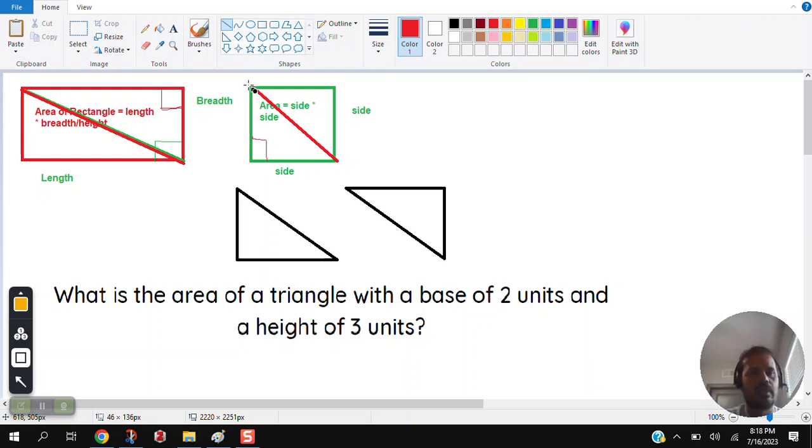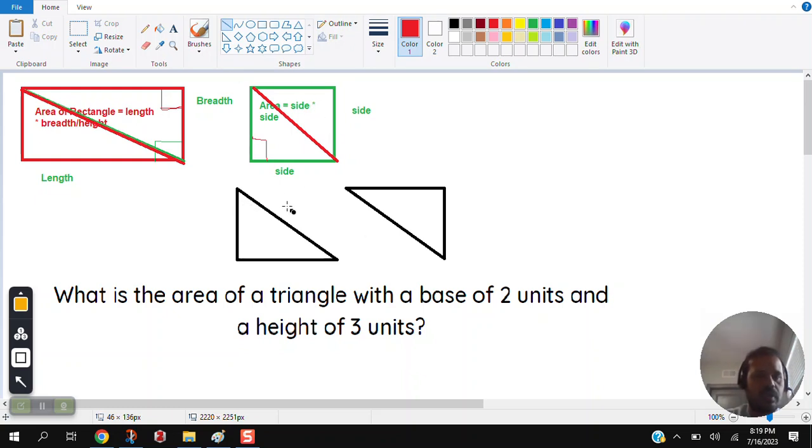Similarly, when you cut a square along the diagonal, you get 2 similar shaped triangles which can be superimposed on one another, and the area of the square is side into side, or in this case base into height. Okay, so the area of this triangle is half the area of the rectangle. Similarly, the area of this triangle is half the area of the square.